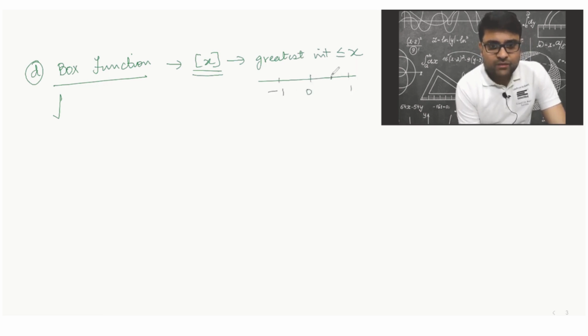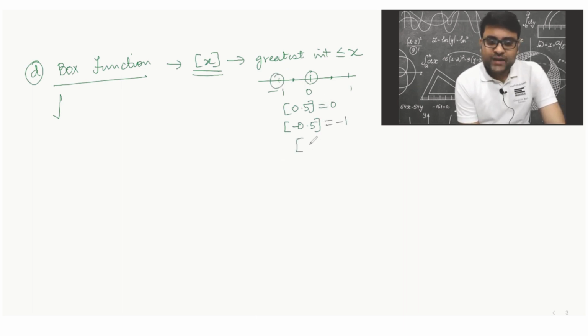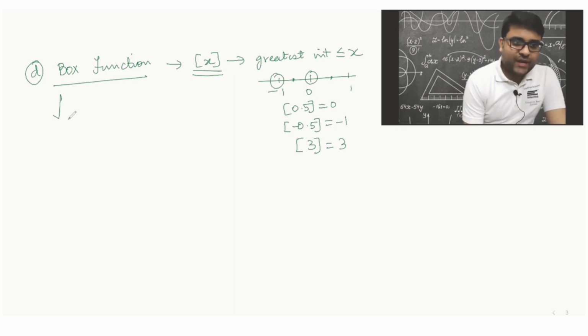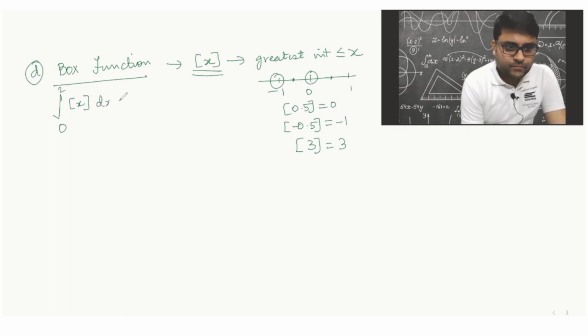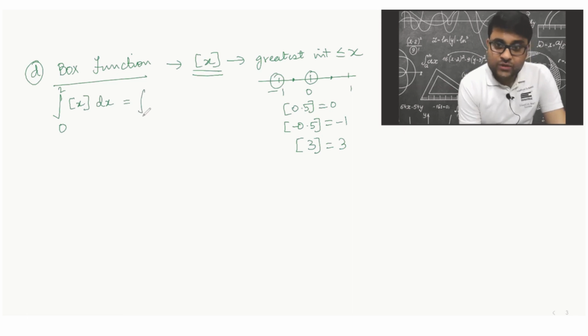If I have a number supposing 0.5, what is the first integer on the left? 0. So box of 0.5 is equal to 0. If I have a number minus 0.5, first integer on the left is minus 1, so this is equal to minus 1. And box of an integer itself is the same. Okay. So the first integer that comes on the left will be the value of box x. So if anyone asks you to integrate box x from 0 to 2, what you need to do is break it down into intervals where I know the value of box x.